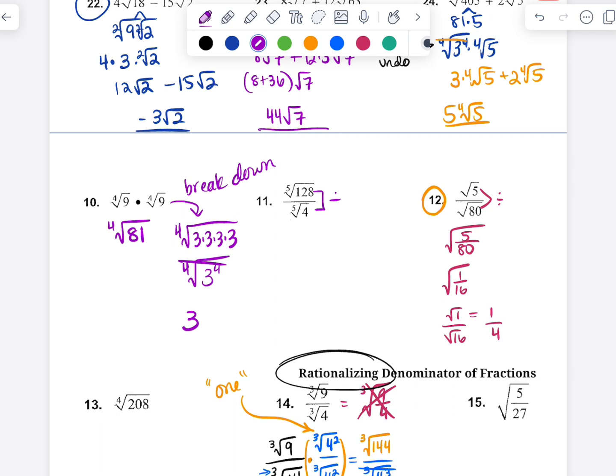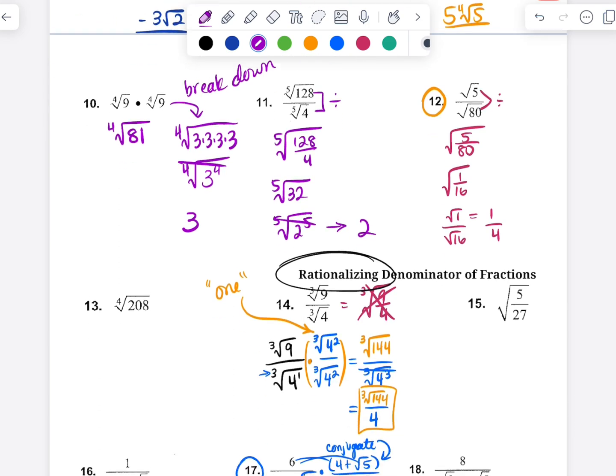In number 11, I'm going to go the route of division. I'm going to rewrite this as 128 over 4, so that I can rewrite this as the fifth root of 32. All right? And I happen to know that 32 is 2 to the 5th. So that's going to eliminate my root, and I'm just going to have the number 2 there.